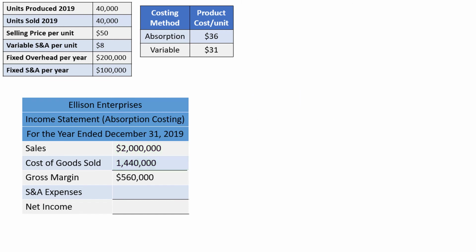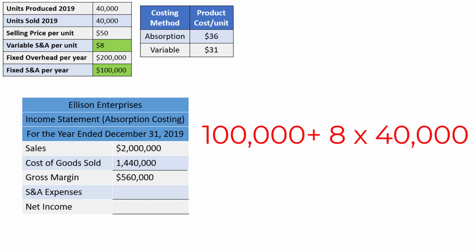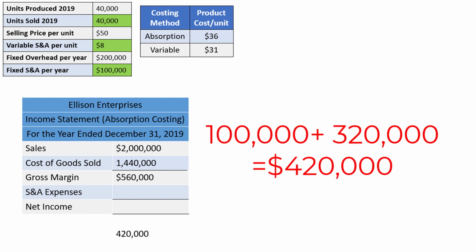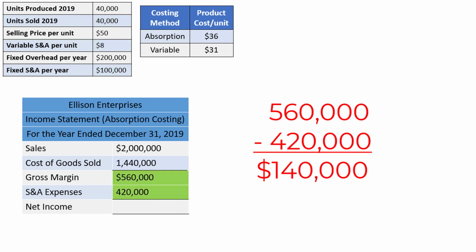Then we must subtract the selling and administrative expenses. We have $100,000 of fixed selling and administrative expenses, but we also have $8 of variable selling and administrative expenses for each unit sold. So the total selling and administrative expense is equal to $100,000 plus $8 times the 40,000 units sold, which simplifies to $100,000 plus $320,000 or $420,000. The net income is the gross margin minus the selling and administrative expenses, which comes to $140,000.